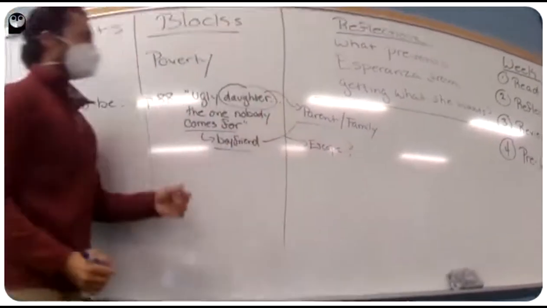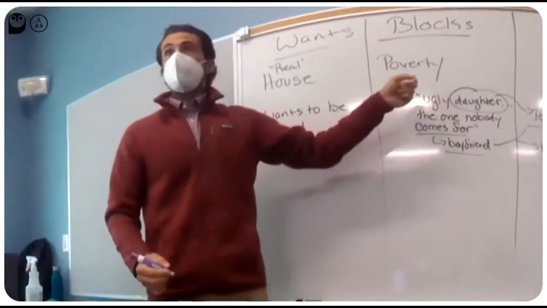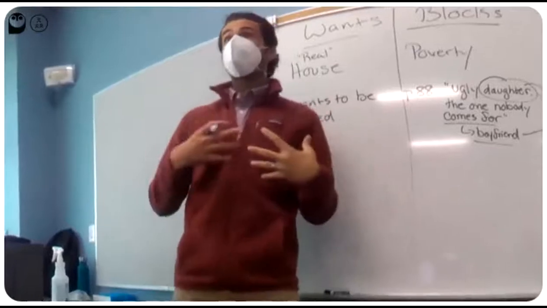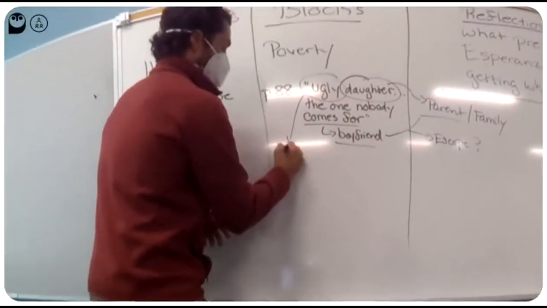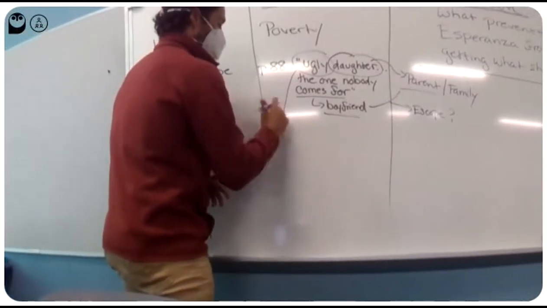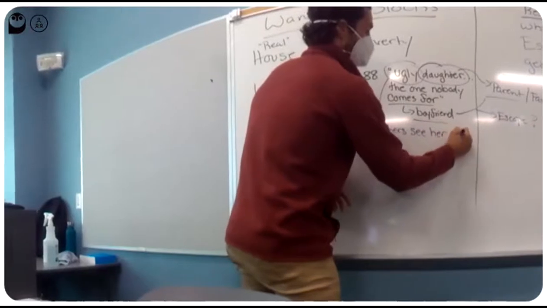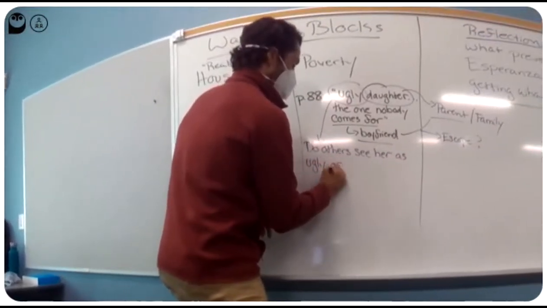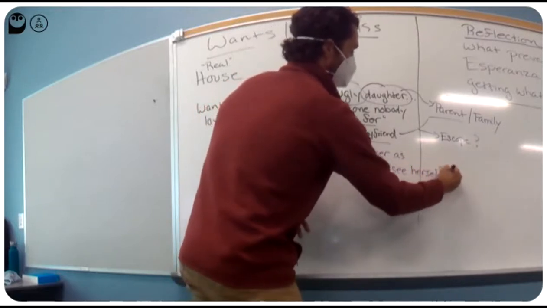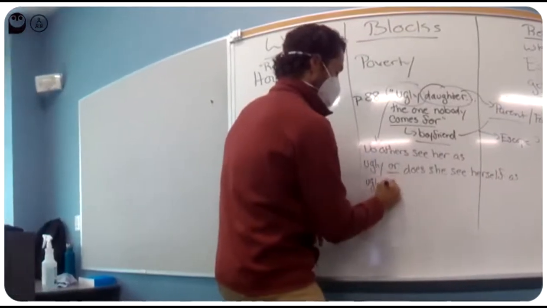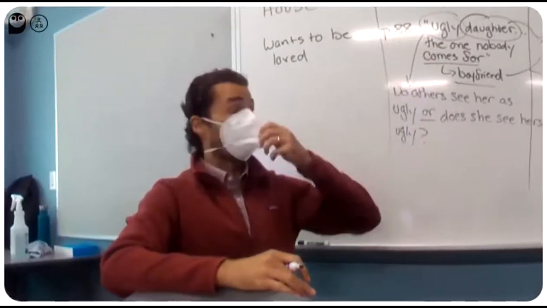But this quote that Maria shared with us is a really powerful one, right? Because it helps us get at what she wants. It helps us also see that there's something blocking, right? Now, is she ugly, or does she see herself as ugly, right? That's a question we take from this detail here. I'm just going to write it this way here: do others see her as ugly, or does she see herself as ugly?